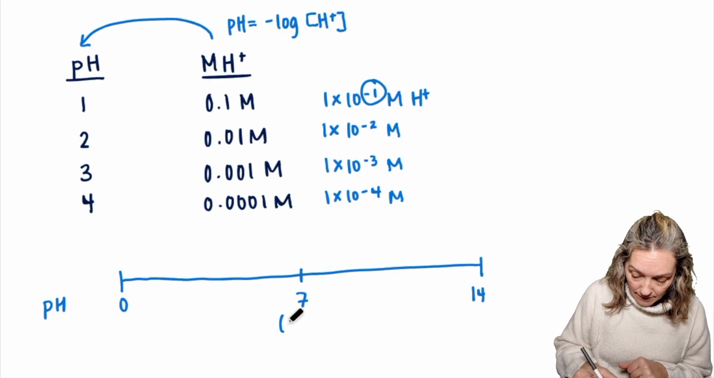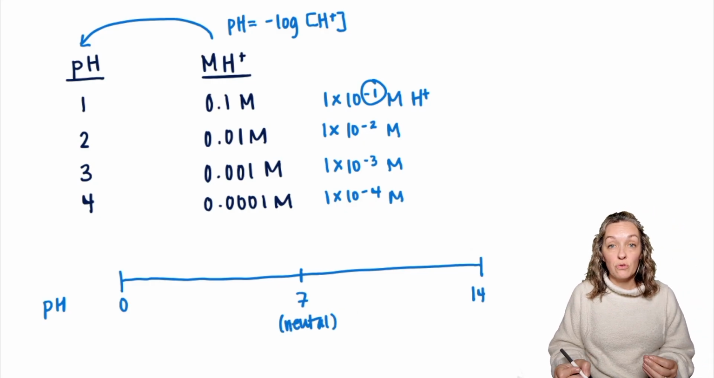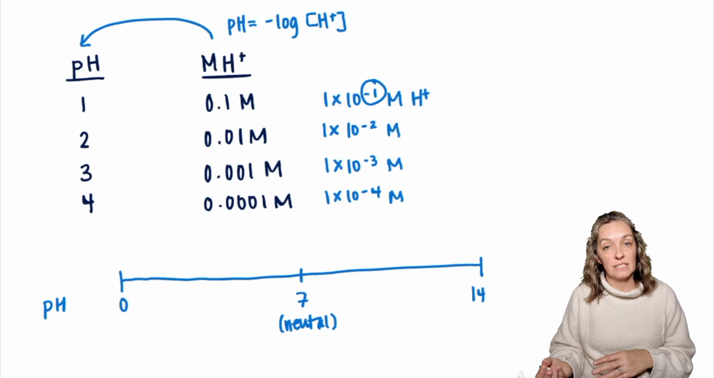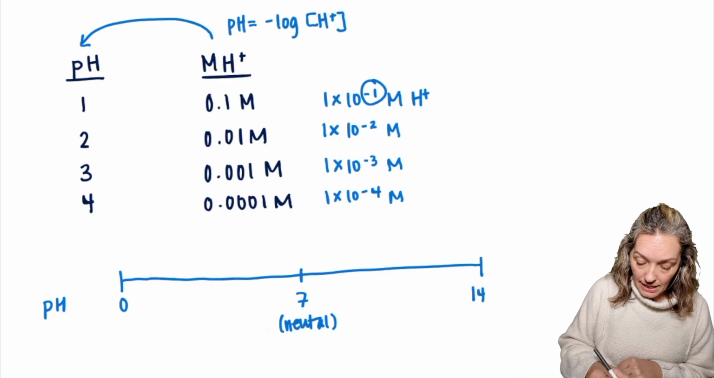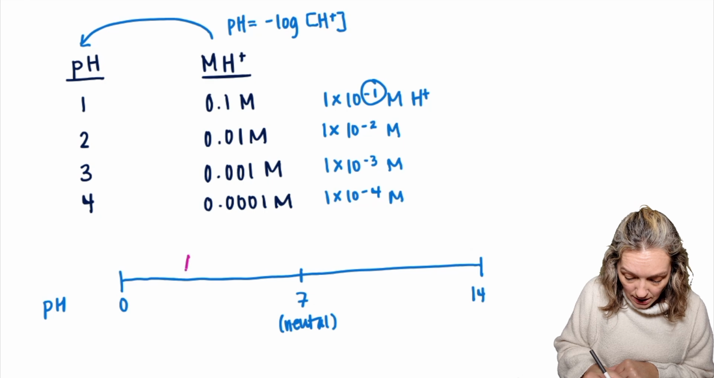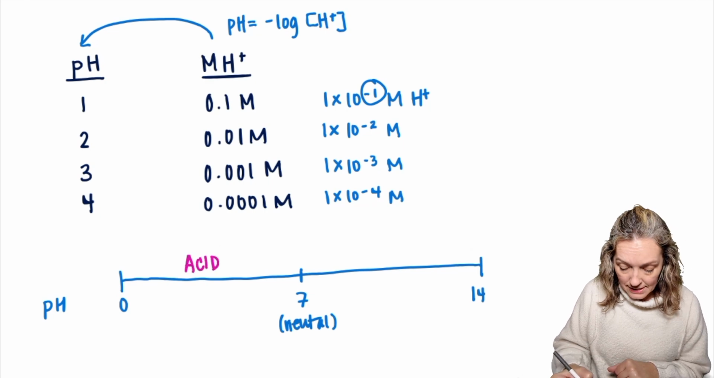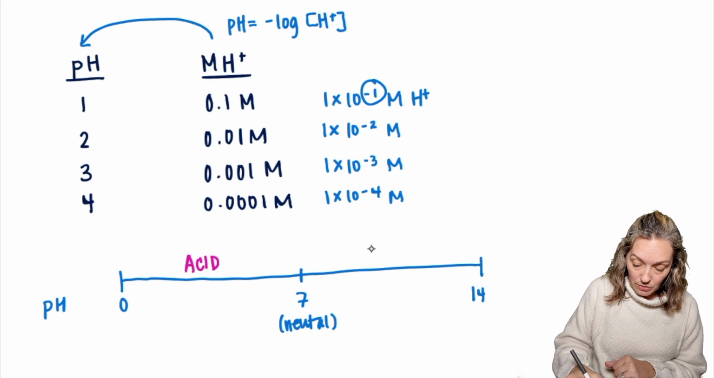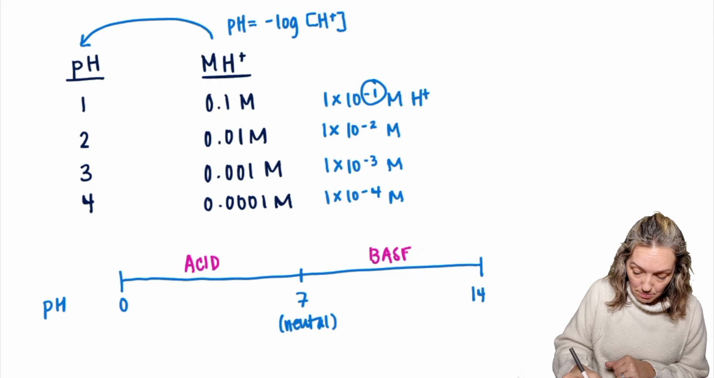When we have a pH of 7, that is considered to be neutral, a neutral solution. It is neither acidic nor is it basic. Anything that is in the 0 to 7 range is going to be considered an acid, and anything in the 7 to 14 range is going to be considered a base.